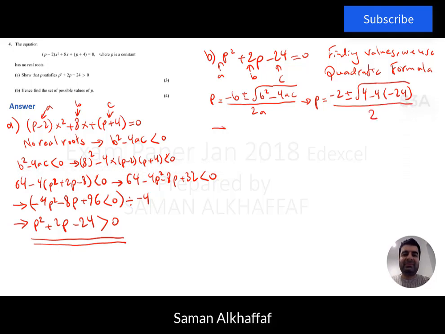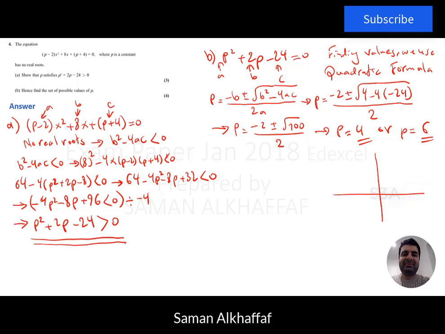Then we simplify this further, so that will give us p = (-2 plus or minus the root of 100) all divided by 2. So p would be either equal to 4 or p is equal to -6. These are the two values that we have for p. Now, when we plot this, we will see that it crosses the x-axis at 4, and crosses the x-axis at -6.